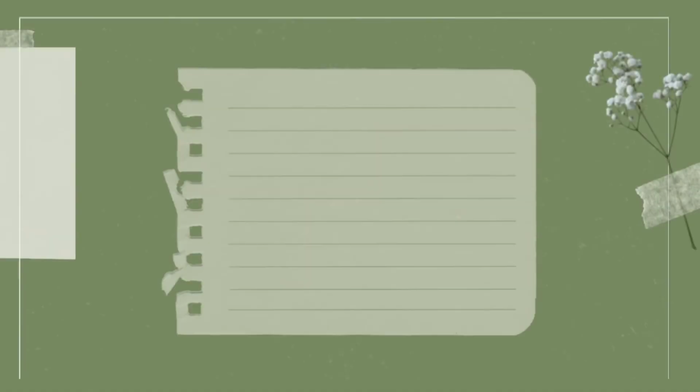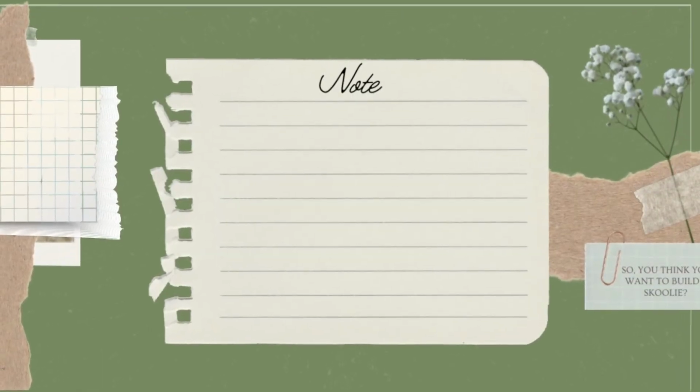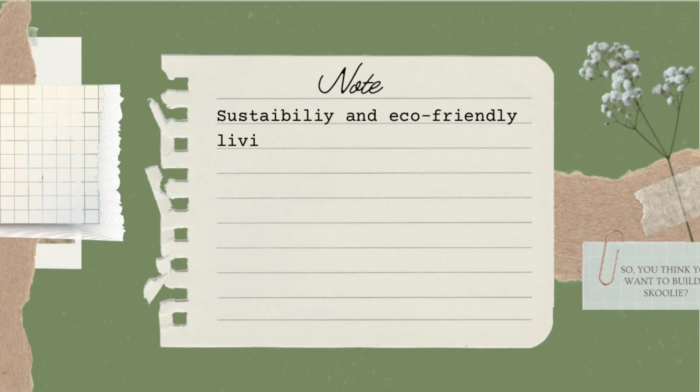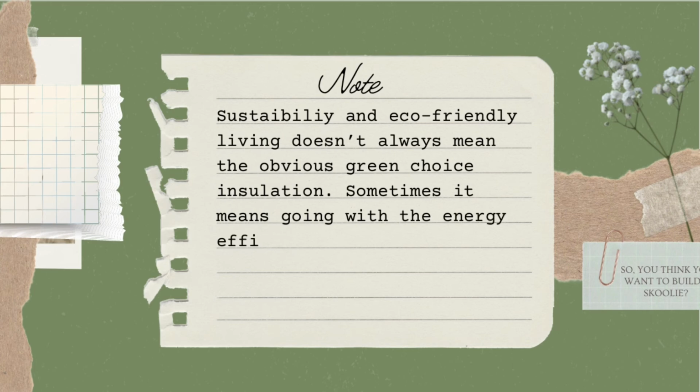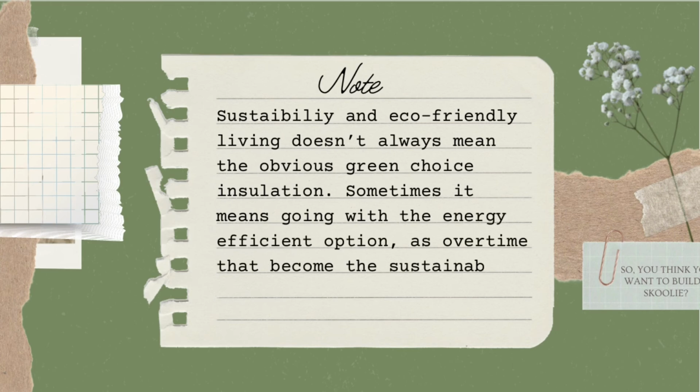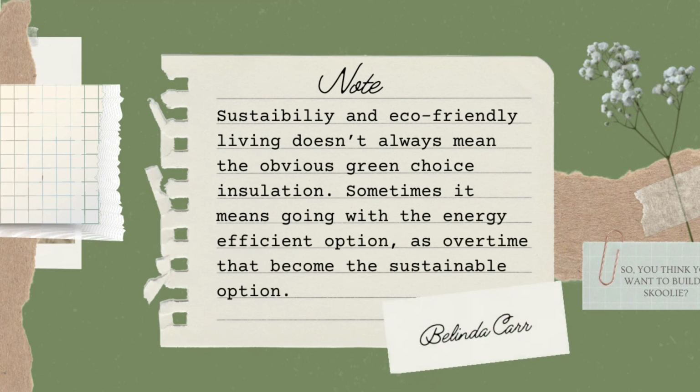Now I had to just put a quick note in there for you all who are eco-conscious like me. Sustainability and eco-friendly living doesn't always mean the obvious green choice in an insulation. Sometimes it means going with the energy efficient option, because that is really the sustainable option. And I didn't really ever think about this before, but Belinda Carr really opened my eyes to this. She was super helpful when I was trying to pick out insulation, so I definitely recommend going to check out her channel, and I'll leave that below.